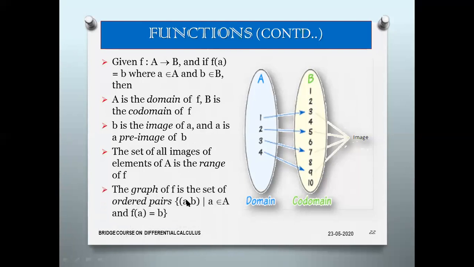Now, the graph of f is a set of ordered pairs, that is, the set of all (a, b) such that a belongs to capital A and f of a equals b. So what do we mean by ordered pairs? Ordered pairs means the first element should come from the first set and the second element should come from the second set. That is called an ordered pair.